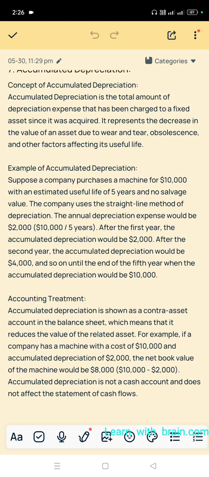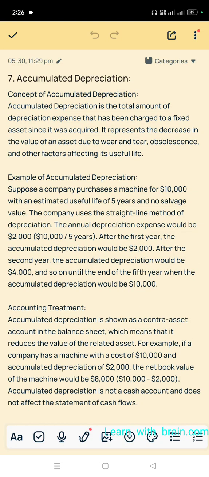So how much depreciation per 1 year? 2,000. After the first year the accumulated depreciation would be 2,000, as per the straight line method. After the second year the accumulated depreciation would be 4,000, because for the first year 2,000 and for the second year 2,000, total 4,000.